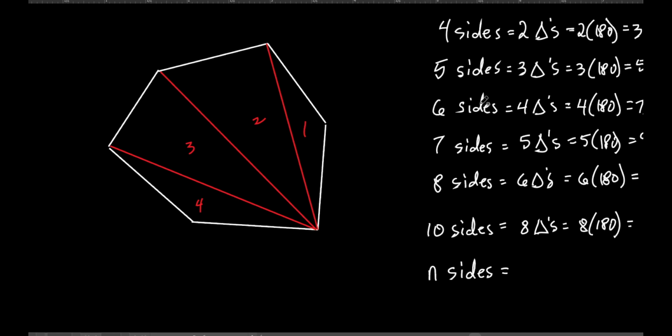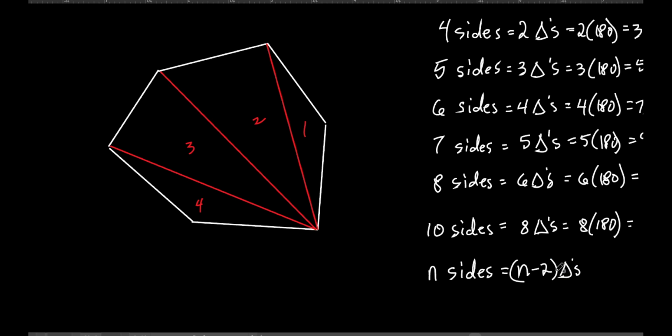Minus 2, 6 minus 2, 8 minus 2, 10 minus 2, n what? Minus 2. You got it. So it's n minus 2 triangles. That seems weird, but what does the n represent? It represents any number of sides.